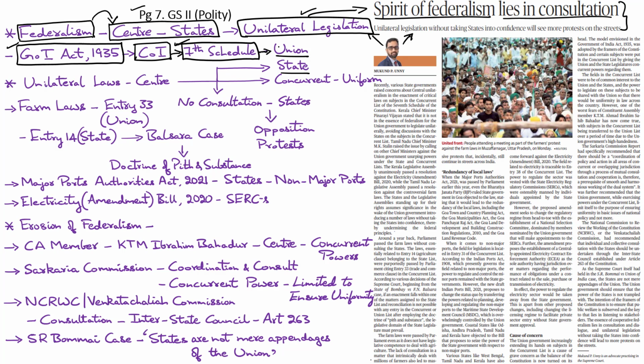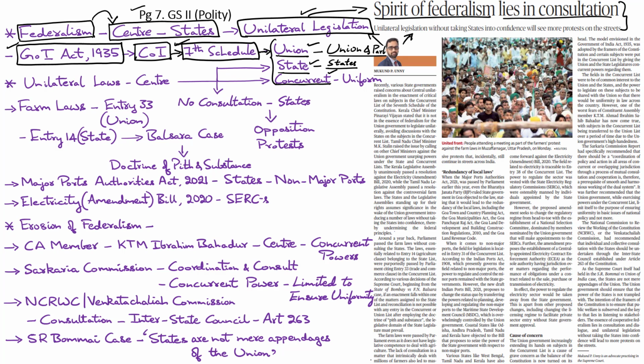Under the 7th schedule, we have three lists: the Union list, the state list, and the concurrent list. Subjects that fall under the Union list are the sole prerogative of the Union and the Parliament, whereas subjects that fall under the state list are the sole prerogative of the state governments and the state legislatures. But there are some subjects where both the union and the states are required to exercise their jurisdiction, and accordingly they have been placed under the concurrent list, where the union and the states enjoy concurrent powers.